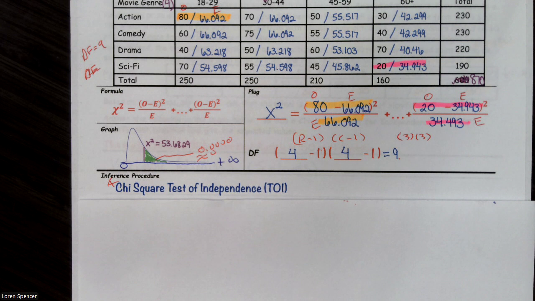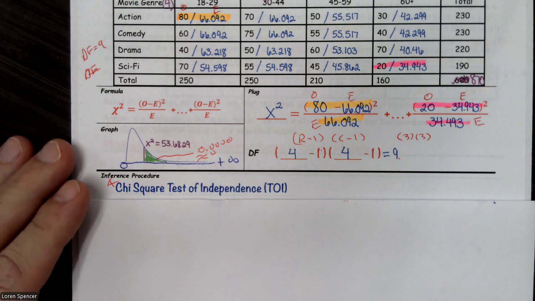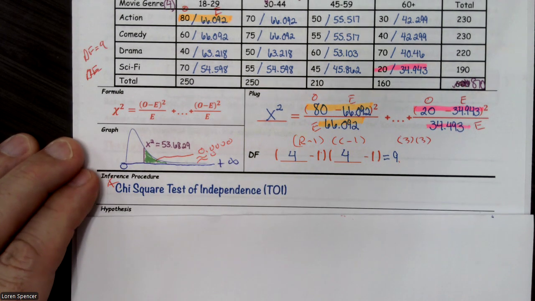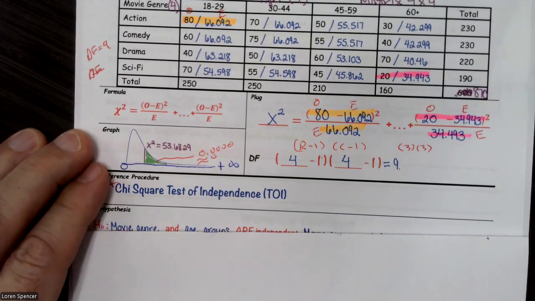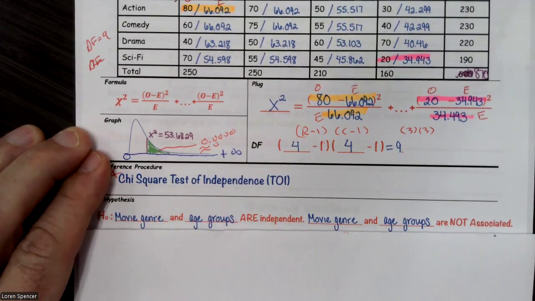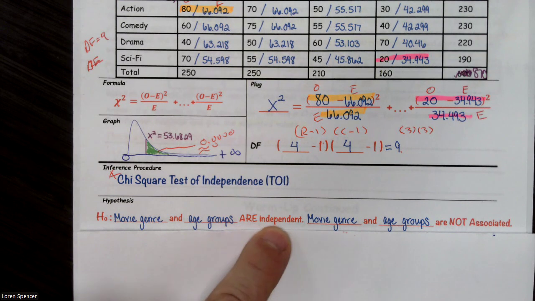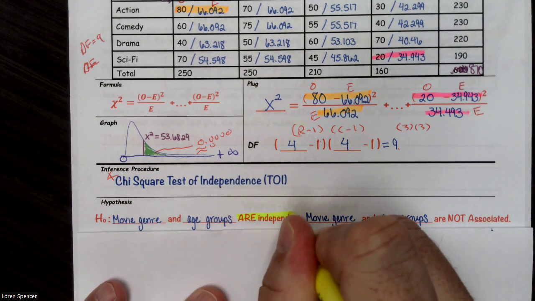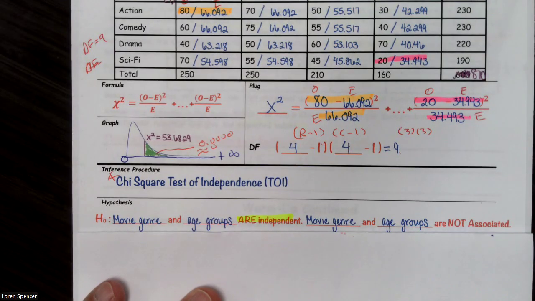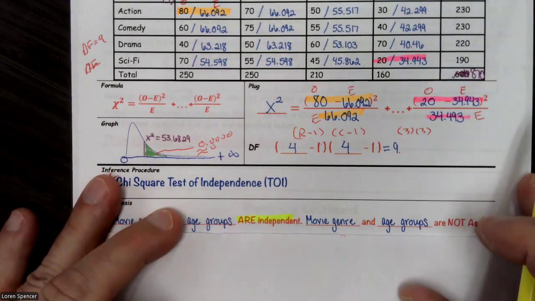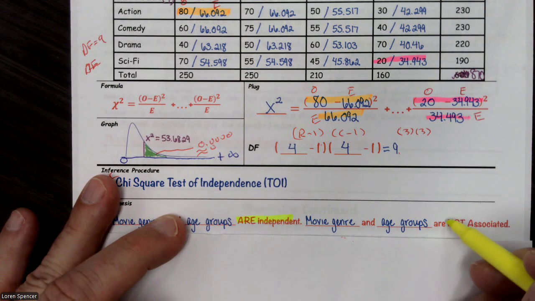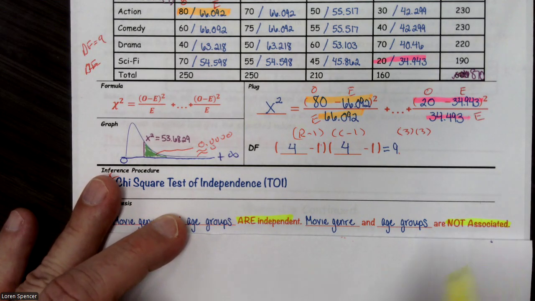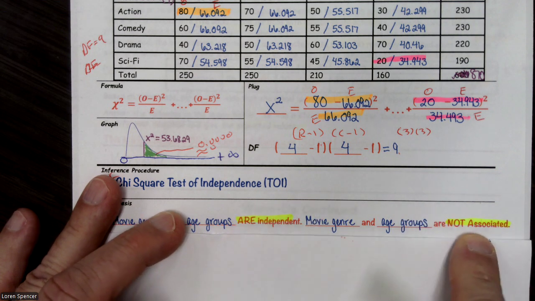All right. Our null hypothesis and alternative hypothesis. Well, null will always be it is independent. So movie genre and age groups are independent. All right. Please notice they are not associated. All right. Are independent, but they're not associated.